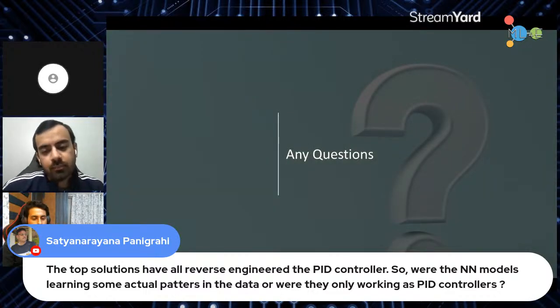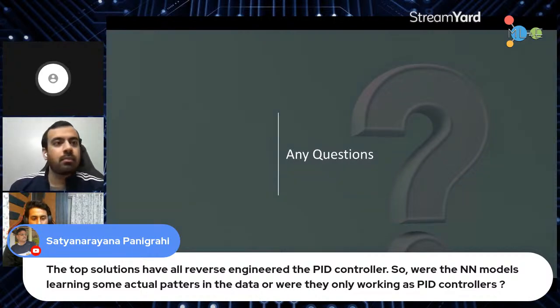Okay, so I'll read out the question to you. The question says the top solutions have all reverse engineered the PID controller. So were the neural network models that all the people are building actually learning some patterns in the data, or were they only working as PID controllers? That is the question.